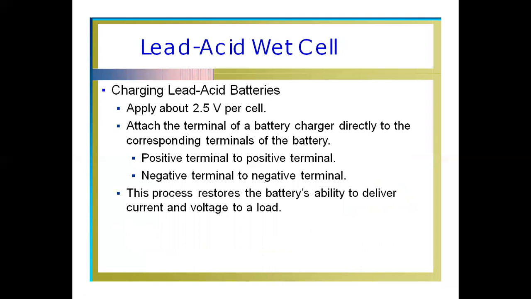Attach the terminals of the battery charger directly to the corresponding terminals of the battery. Positive terminal to the positive terminal of the battery, negative terminal to the negative terminal of the battery. This process restores the battery's ability to deliver current and voltage to a load. This is the charging process. According to the number of cells, we have to provide the corresponding voltage to charge. And this connection is very simple: the positive terminal of the battery connects to the positive terminal of the charger, and the negative terminal of the battery connects to the negative terminal of the charger.